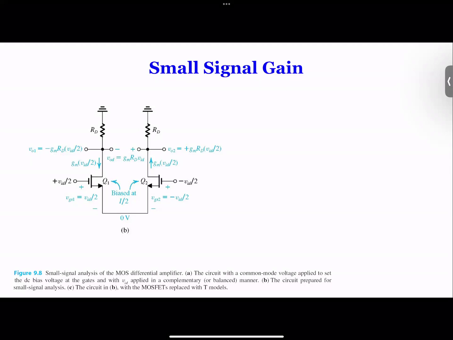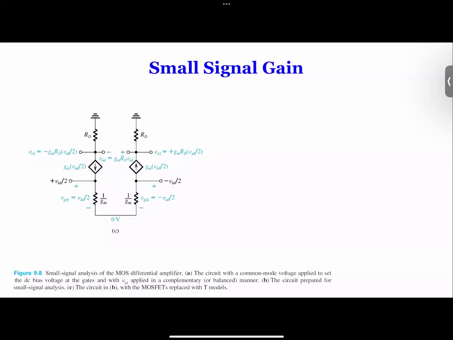So we apply half voltage here, half voltage here. We have the source connected, and then we have half output here, and then half output here. We multiply this two. We got exactly GM/RD times VID. So this is your differential output. This is your differential input. And we're not going to draw too much.